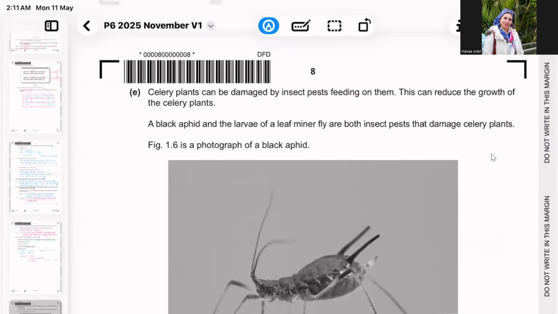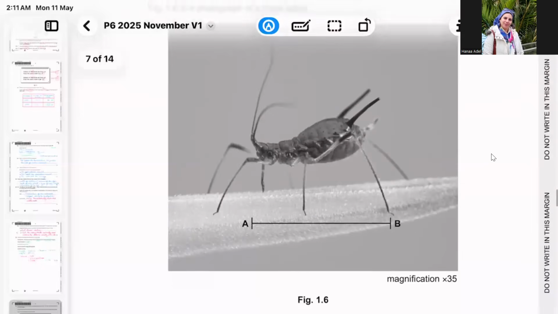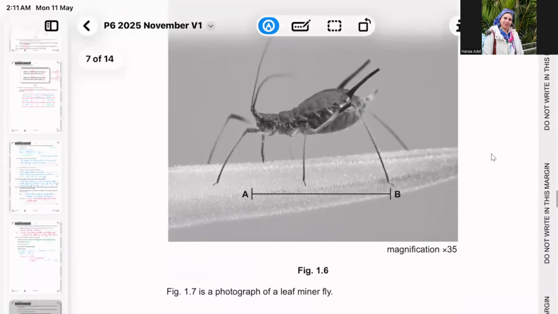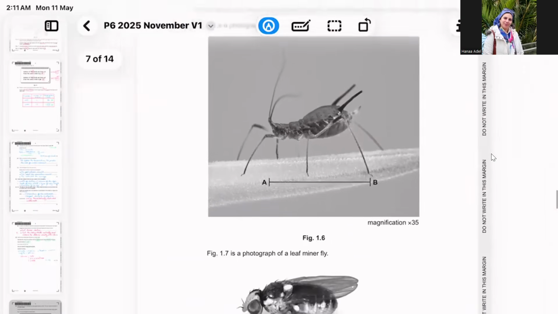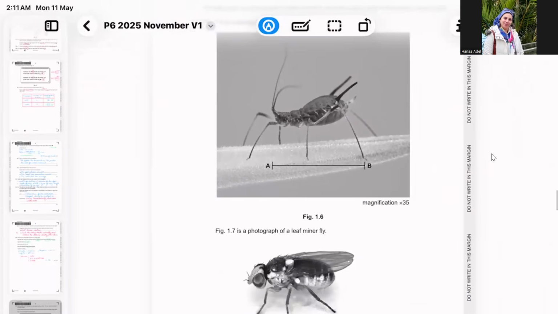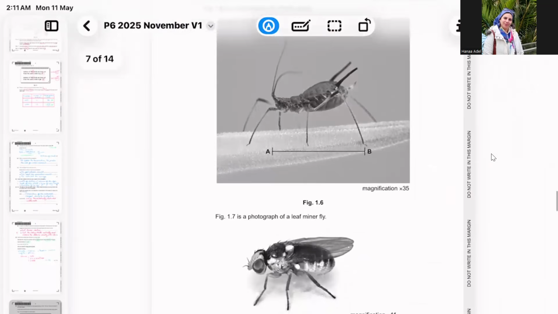Celery plants can be damaged by insect pests feeding on them. This can reduce the growth of celery plants. A black aphid and larvae of the leaf miner fly are both insect pests that damage celery plants. This is the photograph of the black aphid, and this is the photograph of the leaf miner fly. So in front of us are two insects like this.